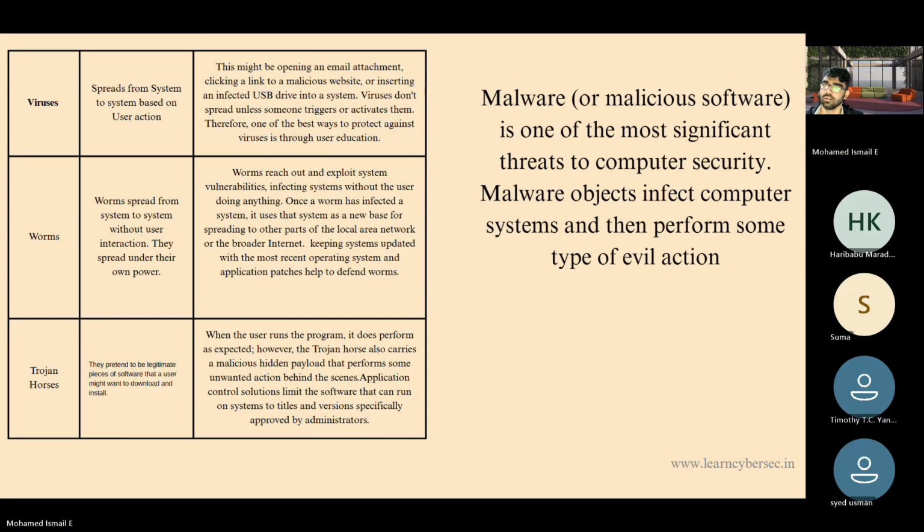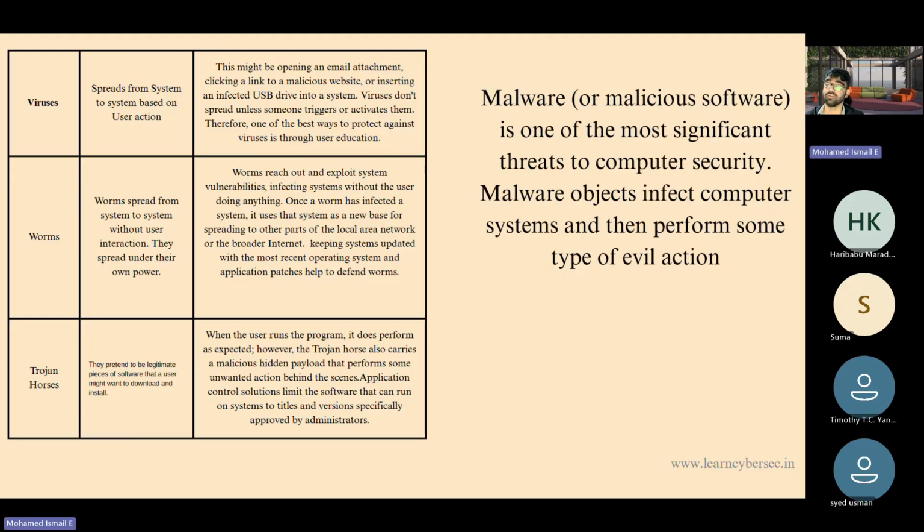For the virus, we primarily need to focus on the definition. What is a virus? It spreads from system to system based on user action. So here, user action is needed. We need user input, such as opening an email attachment, clicking a link, or inserting an infected USB drive. Viruses don't spread unless someone triggers or activates them. Therefore, one of the best ways to protect against viruses is through user education. Until the user does something, the virus will not spread. Right? That's clear.